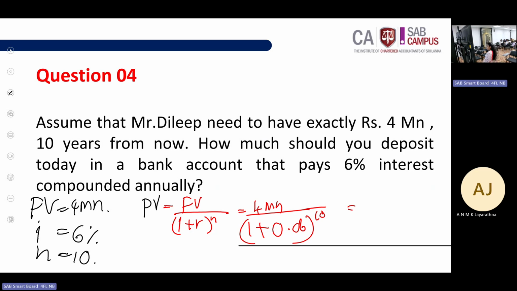How much do you need to deposit today? Once you see the word today, it is regarding PV, right? You have to consider the PV. What is the value? 2 million, 233, 333, 579. Okay, check whether you all got the same answer.